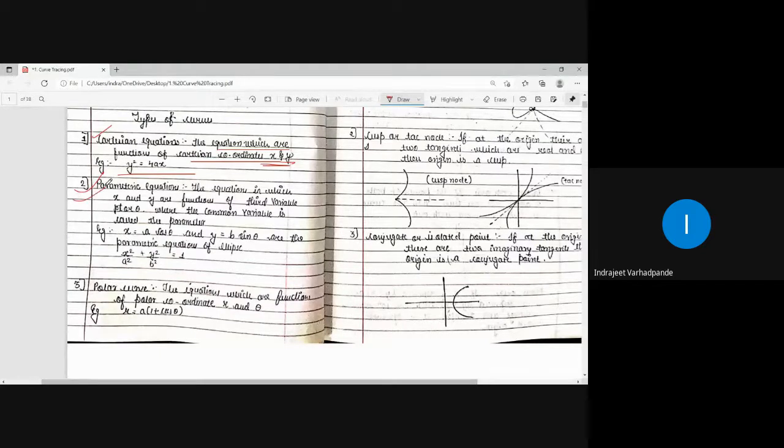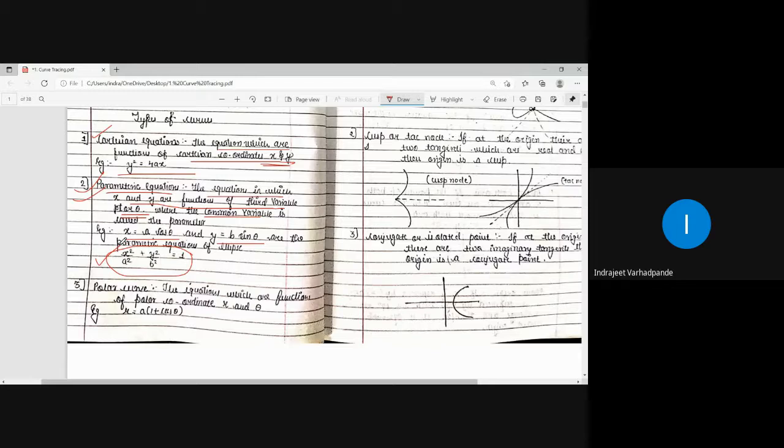Second one is parametric equations, the equations in which x and y are functions of a third variable, usually a parameter theta, where this common variable is called a parameter. Such equations are identified as parametric equations. For example, x is equal to a cos theta, y is equal to b sin theta, are the parametric equations of an ellipse. What is the ellipse denoted by in Cartesian form? x square by a square plus y square by b square is equal to 1.